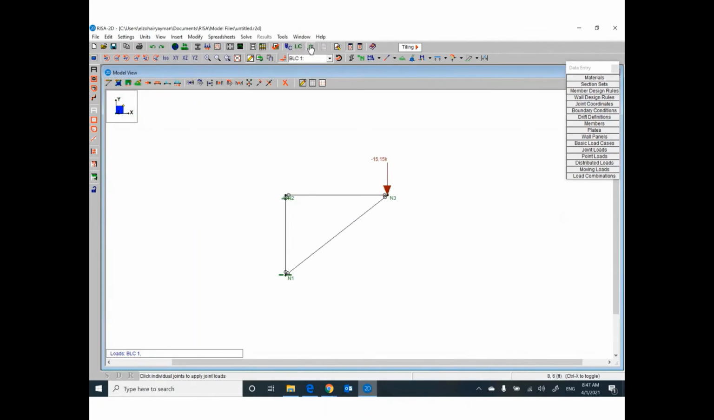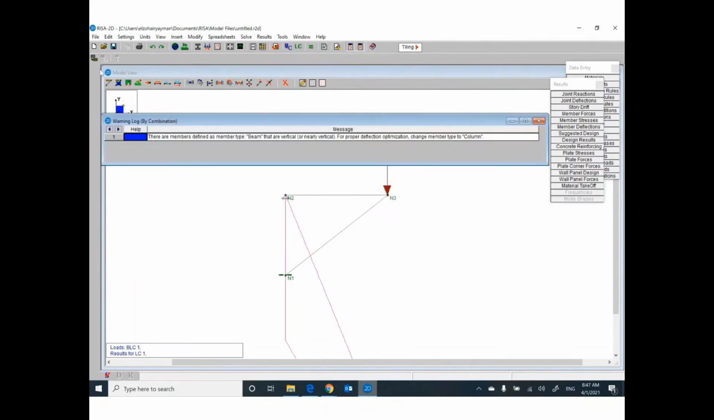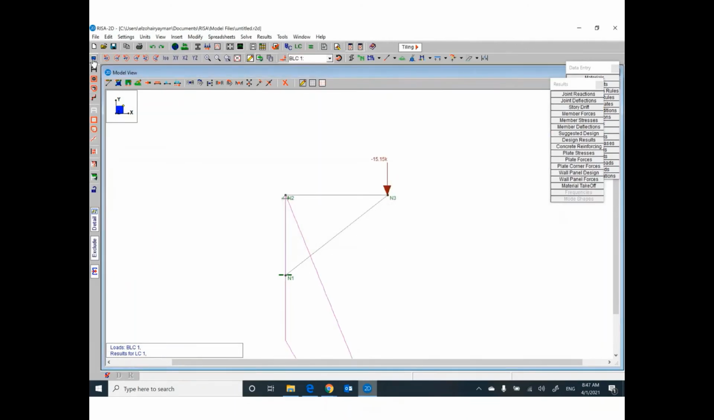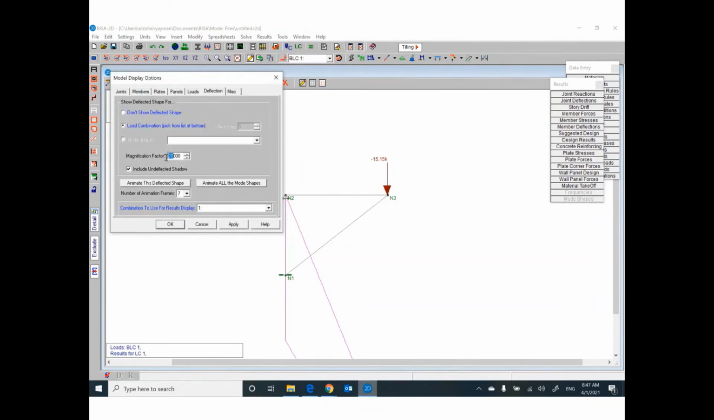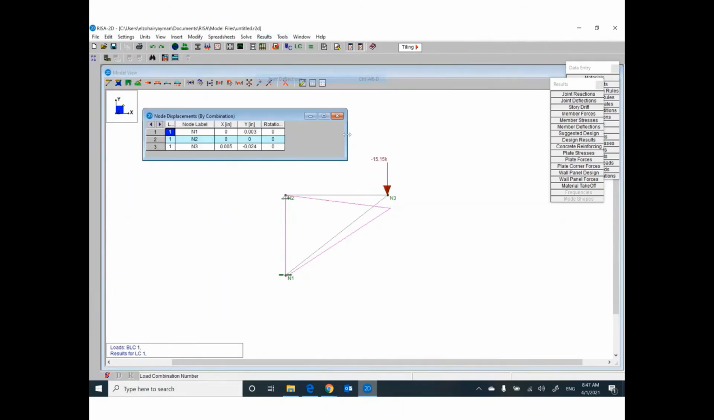And solve. Yeah, it will be very, very small, very big. So I will go back to the magnification factor to be 1,000. Smaller, 500. Okay, looks good. If you open results, joint deflection, here you go.